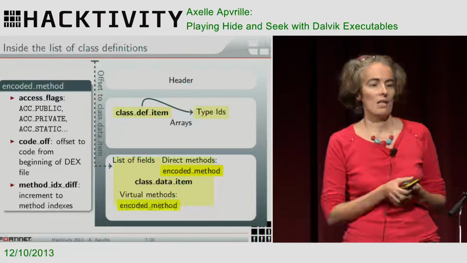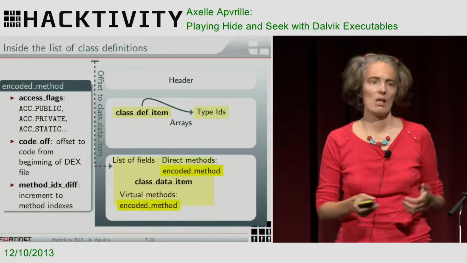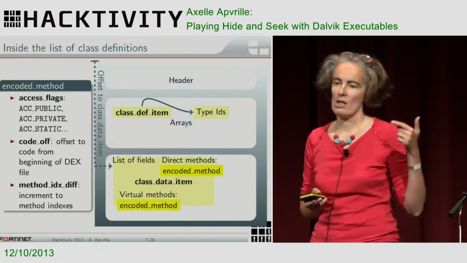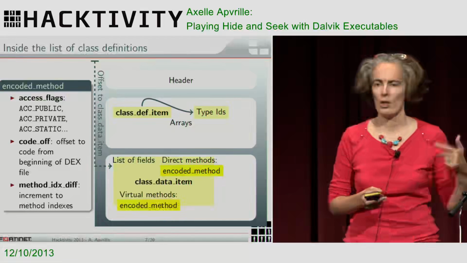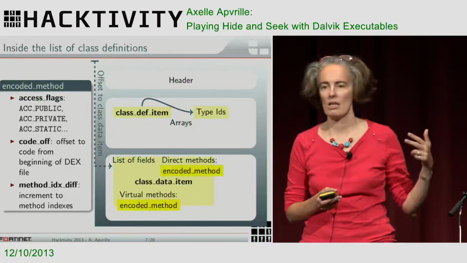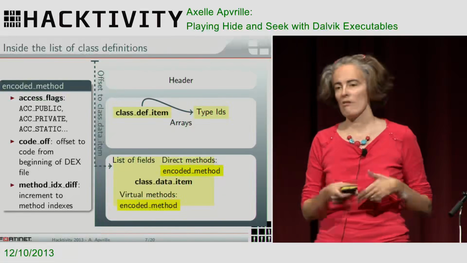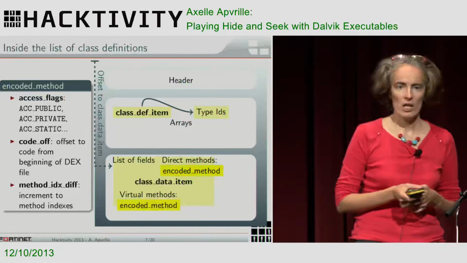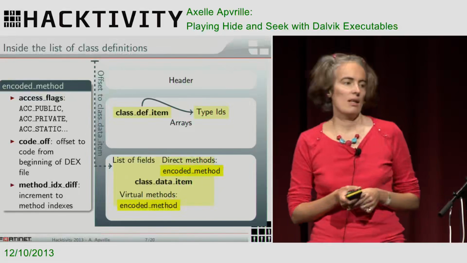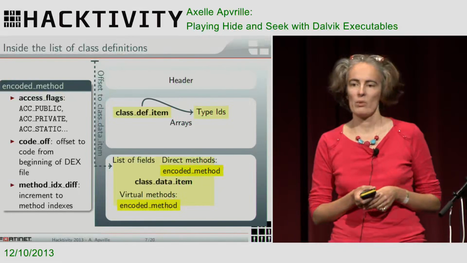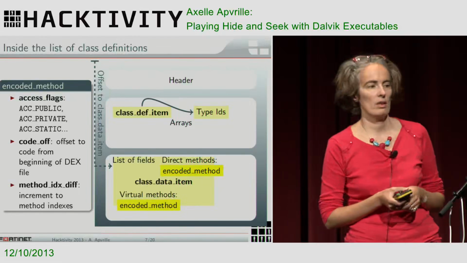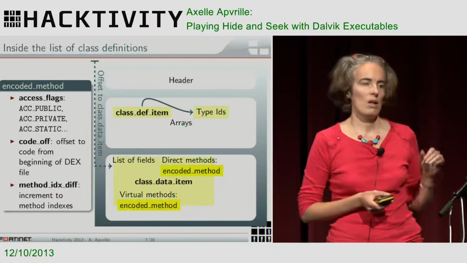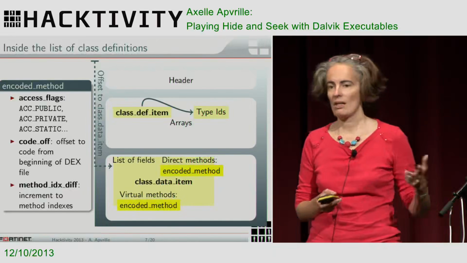And the class data item basically describes the class. So it will tell you how many fields you've got in the class, how many direct methods you've got in the class, those are methods which are public and static, for instance, and how many virtual methods you've got in the class and which those are. And each method is described through a structure which is called encoded method. That's the very particular one we're going to hack into, and you've got only three fields. It's not that complicated.